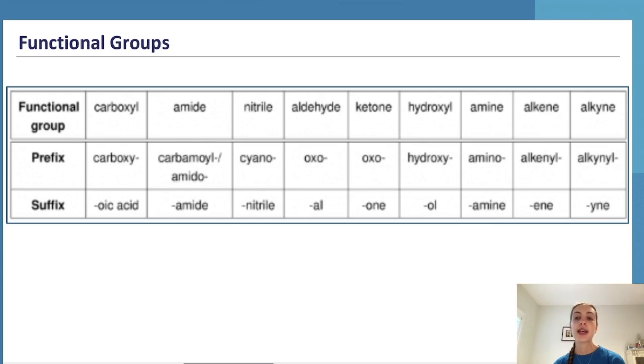Next we've got alkenes. Alkenes typically will have the suffix of -ene. However, sometimes you'll have the prefix of alkenyl, that being typically if there's a branch coming off the molecule, they'll have the alkenyl prefix. Same with alkynes, they normally have their suffix of -yne, but typically if there's a branch, they'll use the prefix of alkynyl.